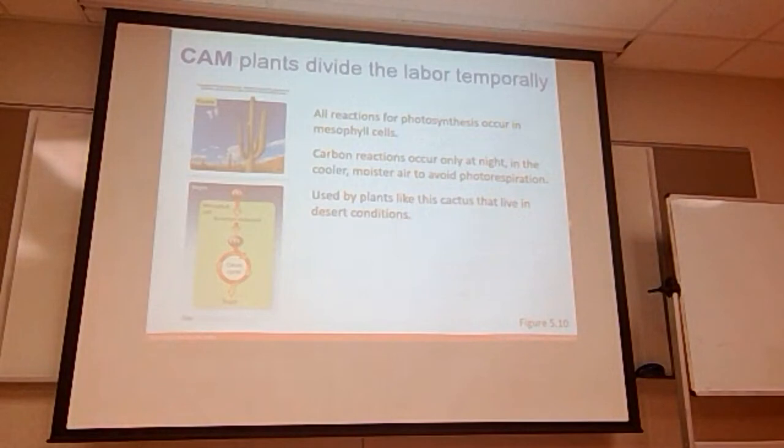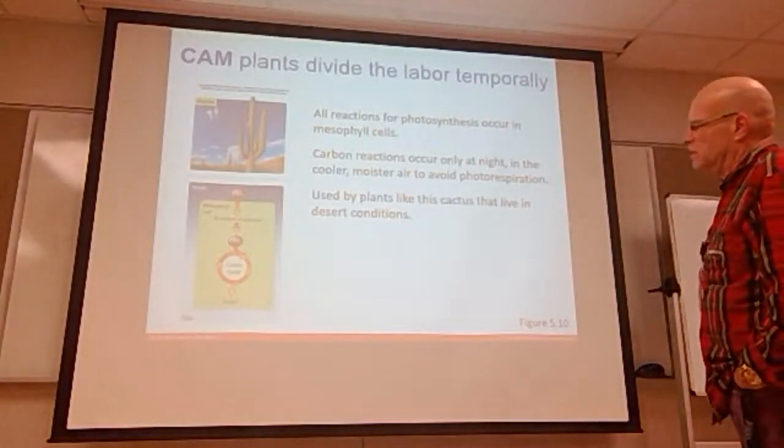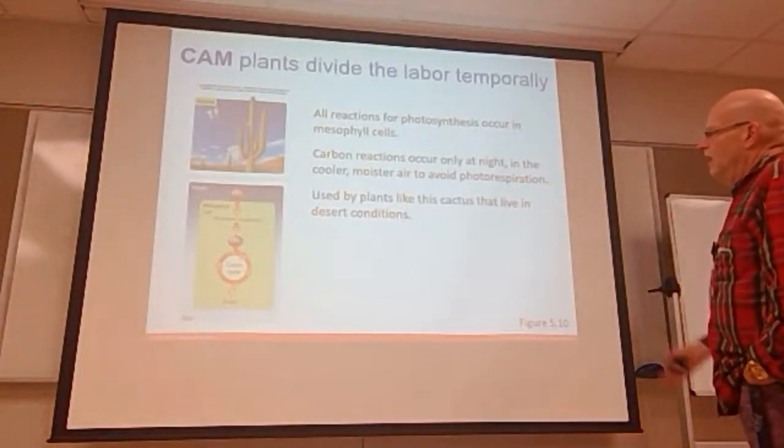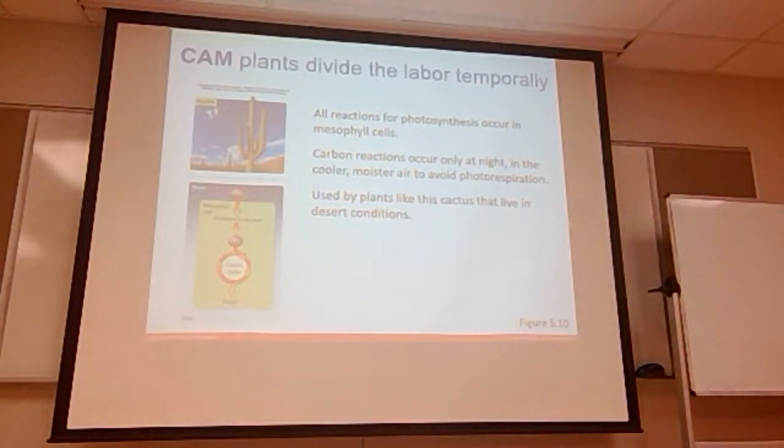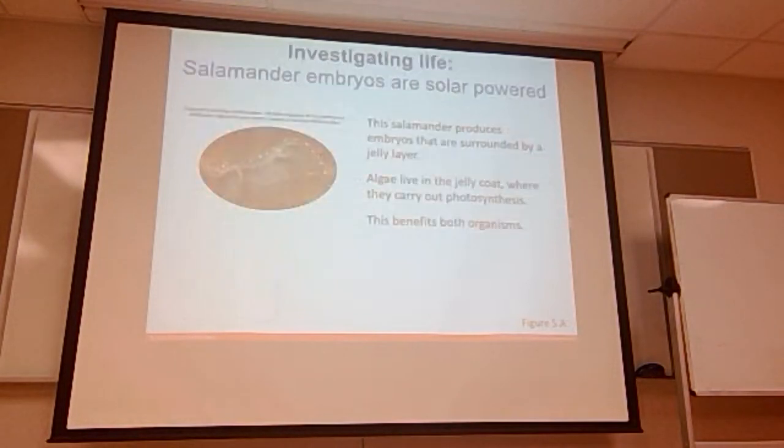Can plants thrive in very hot, arid environments? They divide labor temporally. All reactions for photosynthesis occur in the mesophyll cells. Carbon reactions occur only at night in the cooler, moister air to avoid photorespiration. Used by plants like this cactus that live in desert conditions.